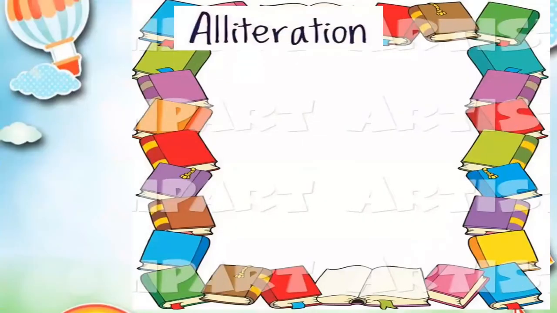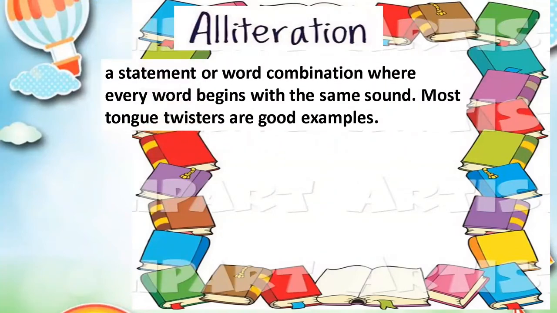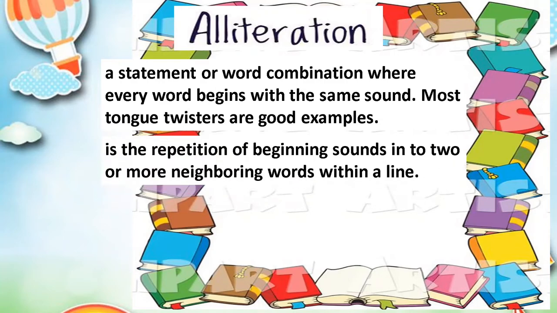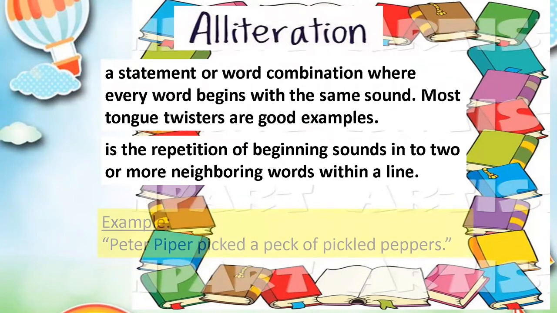Let's go to alliteration. When we say alliteration, it is a statement or word combination where every word begins with the same sound. Most tongue twisters are good examples. It is the repetition of beginning sounds in two or more neighboring words within a line.